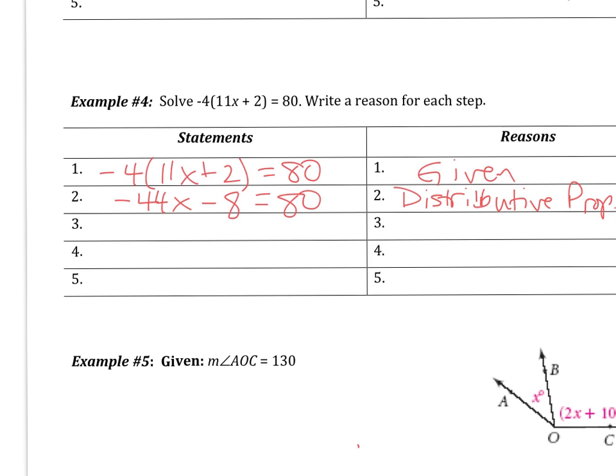Gabby, what would you do? You're going to go ahead and add the 8 on both sides. Okay, and then our new equation is? Negative 44x equals 80. Okay, and again, she already said it. We're adding 8, so it's the addition property. Okay, and Jaron, what would the last one be?